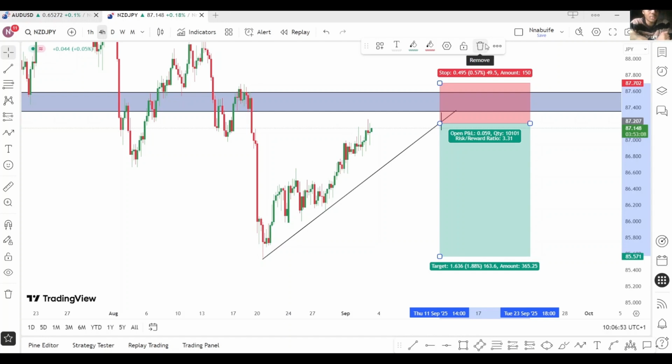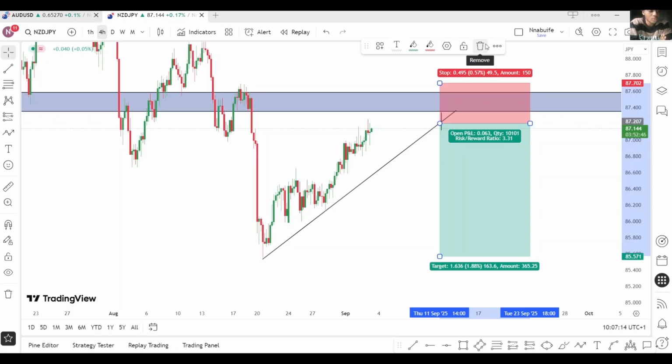So this is what I'll be looking out for on NZD/JPY: a bounce off of resistance, Fibonacci, and a break of CTL with a 4-hour candle break and close, and then I would be selling NZD/JPY to the downside.